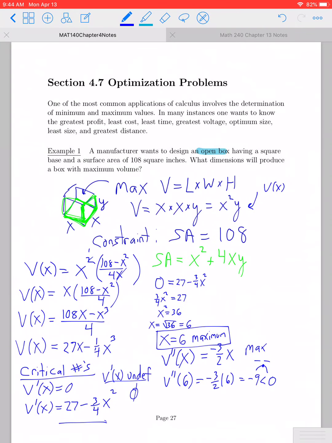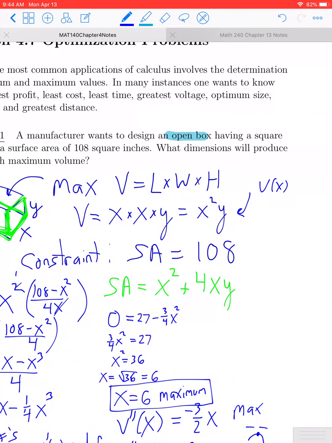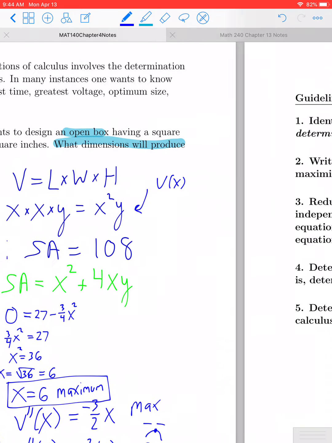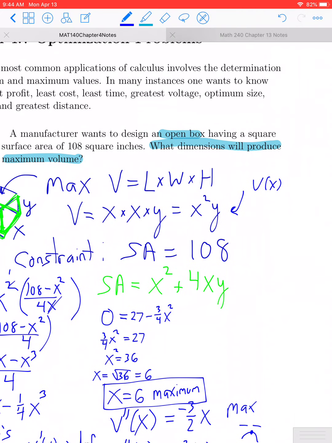Now let's go back and make sure we're answering the entire question. They say what dimensions of the box will produce the maximum volume. So if you go back and look at our box, we have found the lengths of the sides of the bases. So we know that for our box, it's going to be 6 inches by 6 inches.